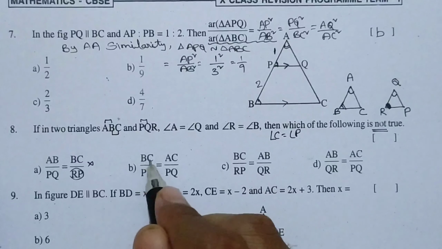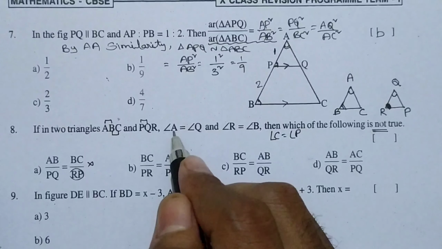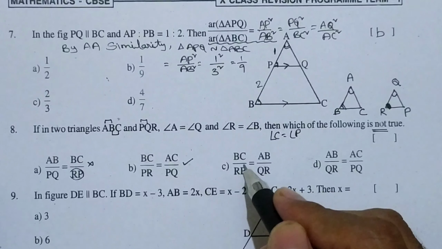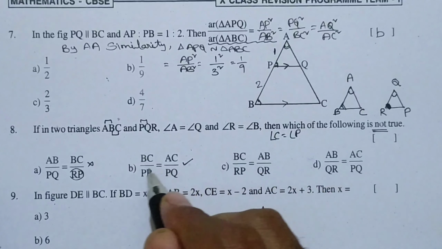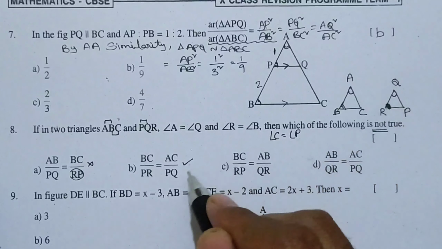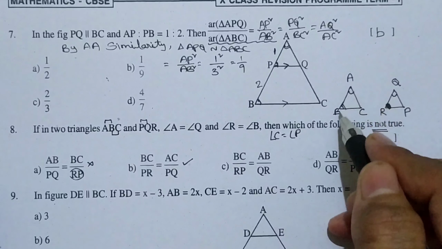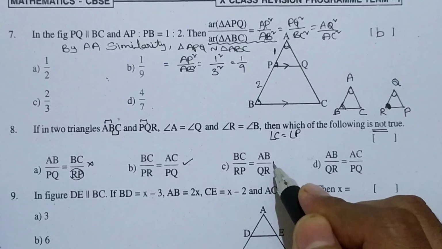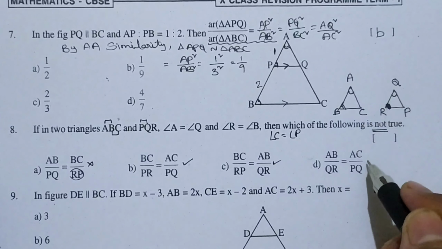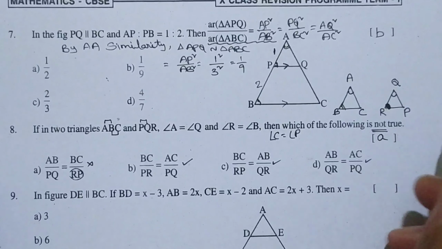Now BC by PR, this is correct. AC by PQ, this is true. Why? Because BC matched with PR and AC matched with PQ. Now BC by RP, this is true, is equal to AB by QR. So this is also true. Here AB by QR equal to AC by PQ. This is also true. Now only option A is not true.